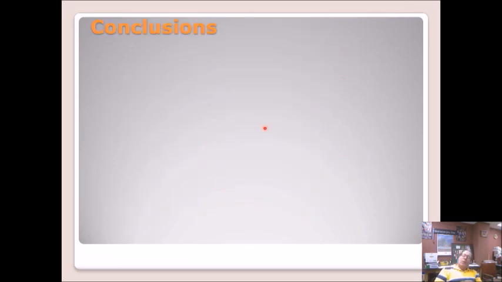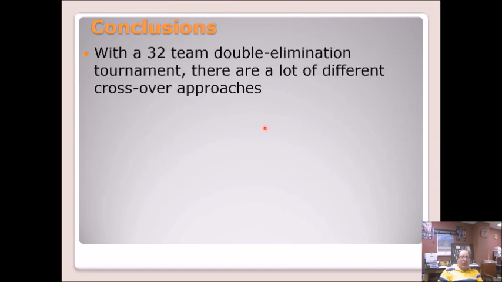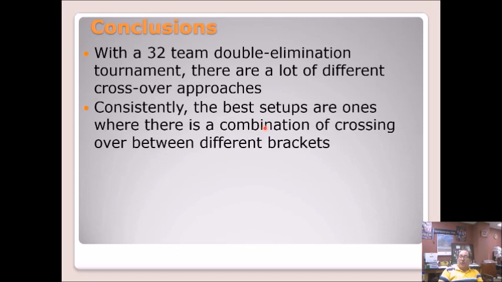All right, so what can we conclude about the 32-team double elimination tournament? What have we learned from this? With the 32-team double elimination tournament, there are a lot of different crossover approaches that you can have. You can have internal crosses, little bigger crosses, even great big top and bottom crossovers. A lot of different ways to do it, so you just have to look into the possibilities. But it really does matter how you cross over in these types of tournaments.